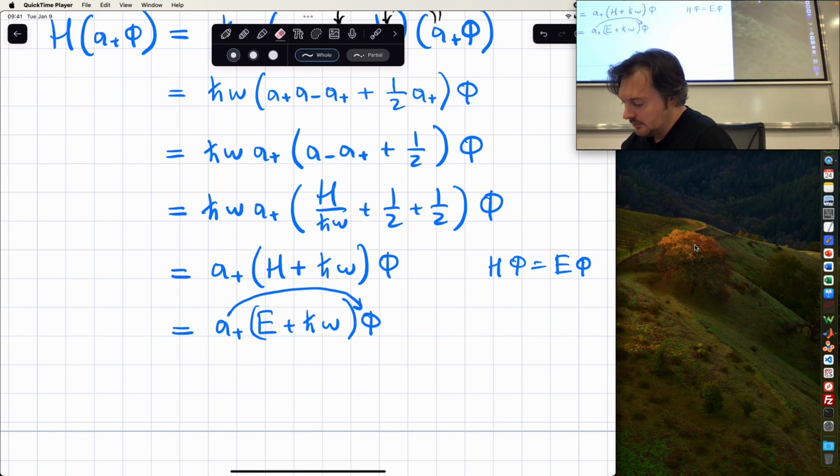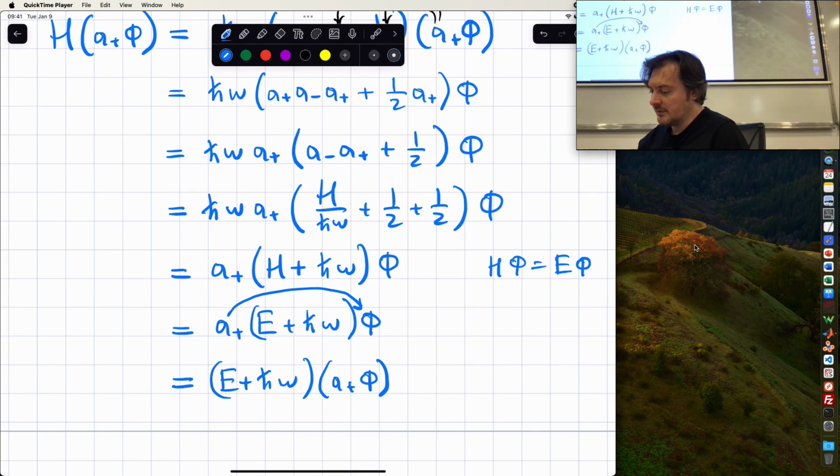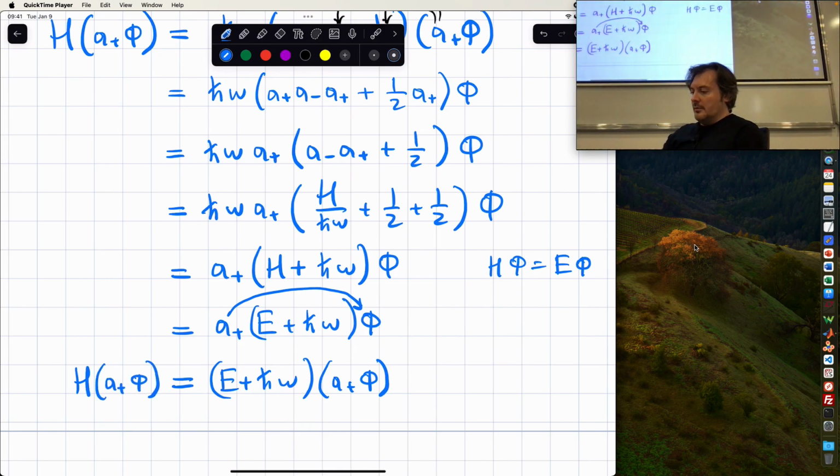So what do I get? I basically get this: E plus H bar omega A plus phi. Now what does it tell you? Let's remember where we started from. We started from this. Can you make a comment on this? What does it mean? A plus phi is just another eigenfunction, because I gave it a root E plus H bar omega. Yes. Can anyone else who hasn't seen quantum mechanics seven times tell me, do you see what's going on here?